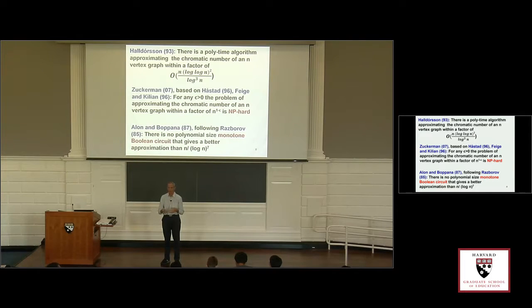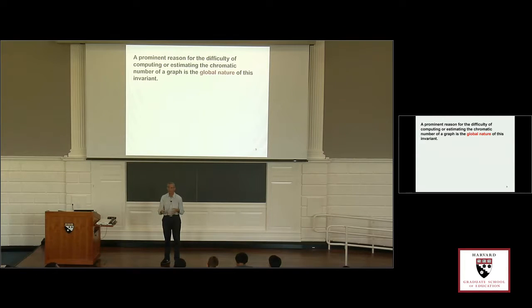Okay. So these are all things that should convince us that computing or approximating the chromatic number of a graph is complicated. And I think that one reason for this is the global nature of graph coloring. Namely, the reason that the chromatic number of a graph is big is not local. We cannot necessarily see some small witness that tells us that the chromatic number is large.